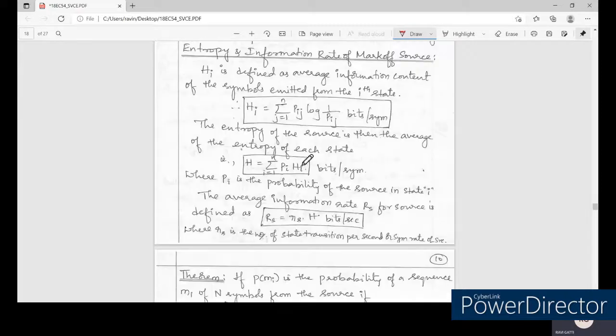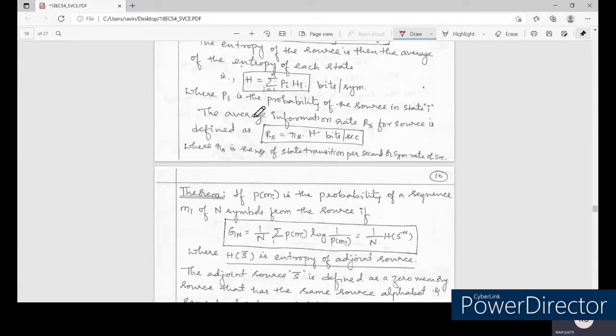Finally, the entropy of the entire source is given as H(S) equals summation of Pi into Hi, where capital Pi is the probability of being in that state, multiplied by the entropy of that state. So we get the entropy of the entire source. Similarly, the average rate of information of the dependent symbols is calculated as capital Rs equals small rs into H bits per second.